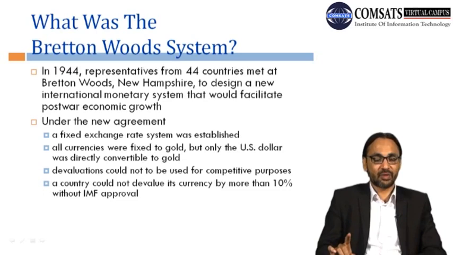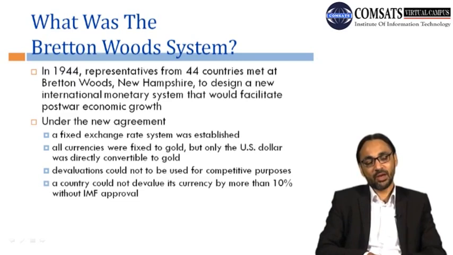All currencies were fixed to gold, but only the US dollar was directly convertible to gold. Okay, devaluation could not be used for competitive purposes. A country could not devalue its currency by more than 10% without IMF approval. These are the four important things that they made. They made a fixed exchange rate in the Bretton Woods system.